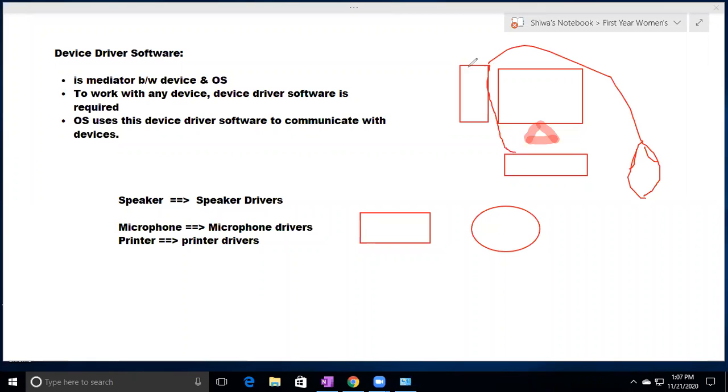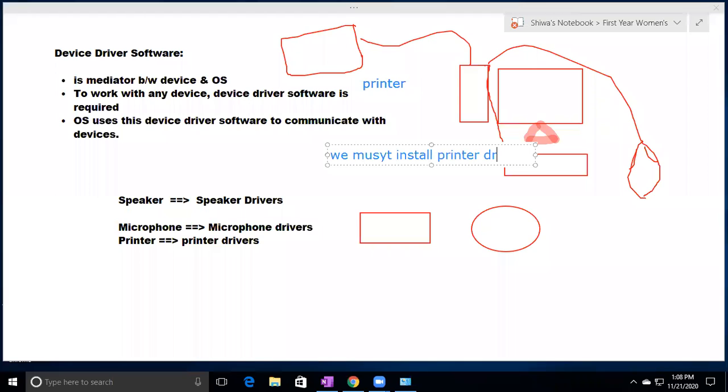Now I'm purchasing a new device, that is a printer. So this is my printer. I purchased a new printer and I connected it to my system. Now can I take the printouts directly? No. After connecting the printer, we must install printer drivers. When you purchase the printer, along with that printer device, they give one CD or DVD that contains this printer driver software. That software we have to install. If printer driver software is not there, we cannot work with the printer.